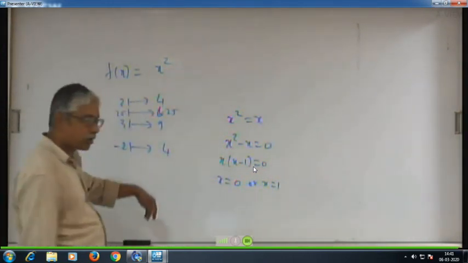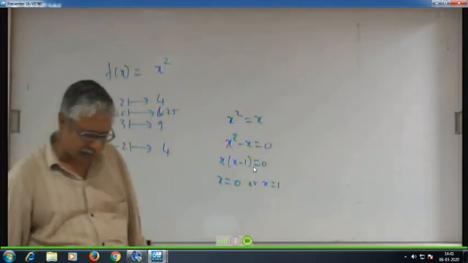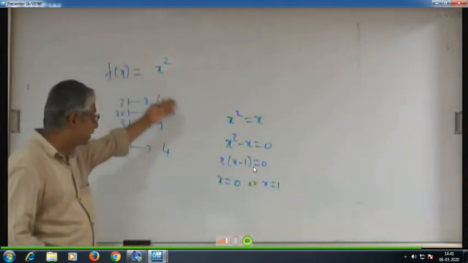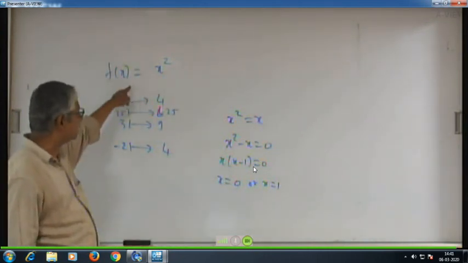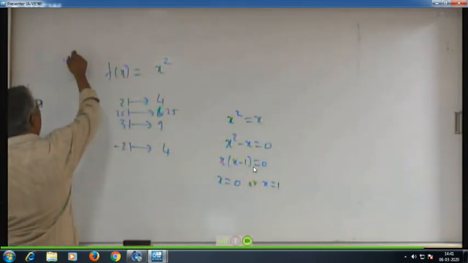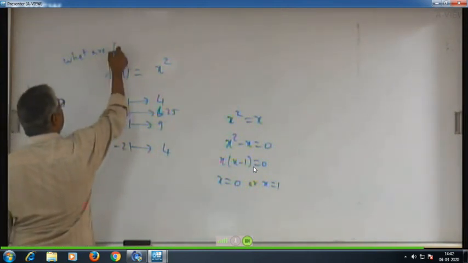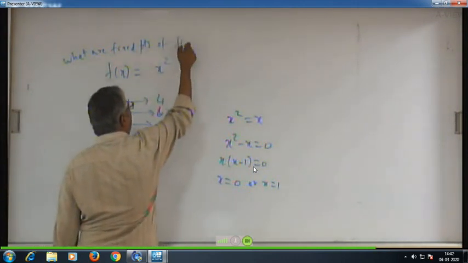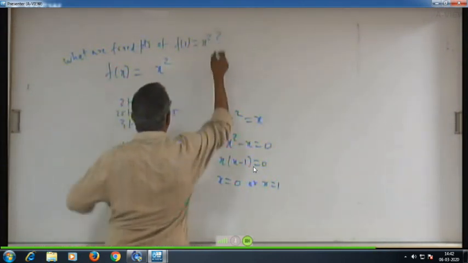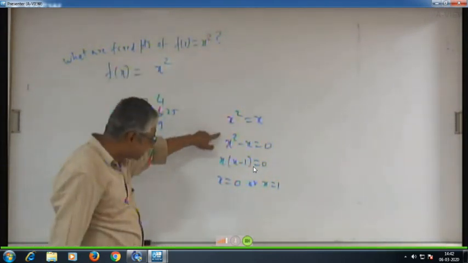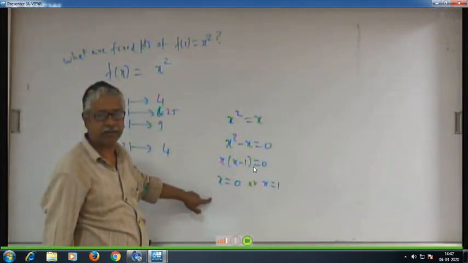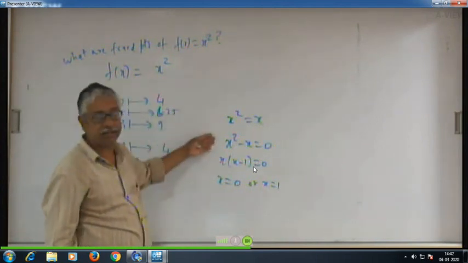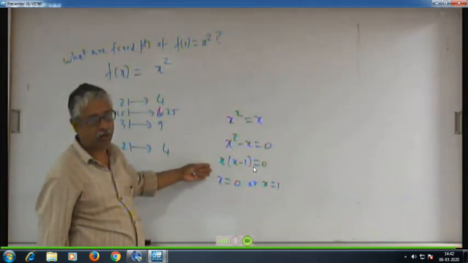Now, this is your first PUC. You have already done such things. Well, this is another way of asking: what are the fixed points of f of x equal to x square? If I ask this question, basically I have to solve this quadratic equation. This was a question you must have been asked in your class 8 or 9 when you first tried to solve a quadratic equation.